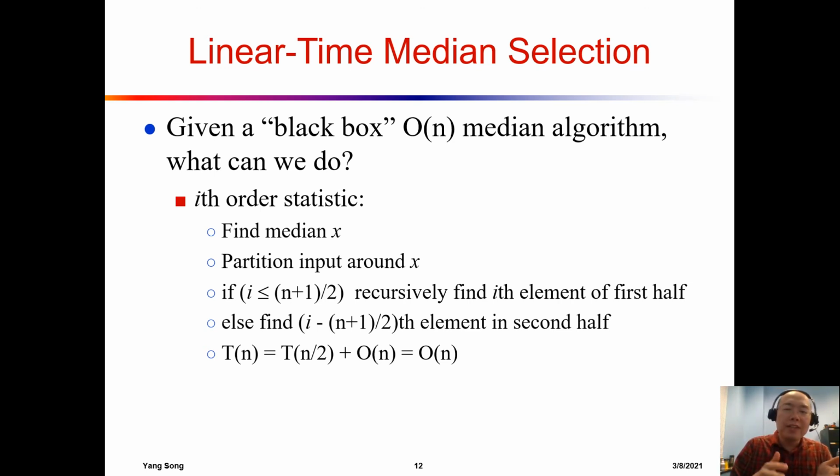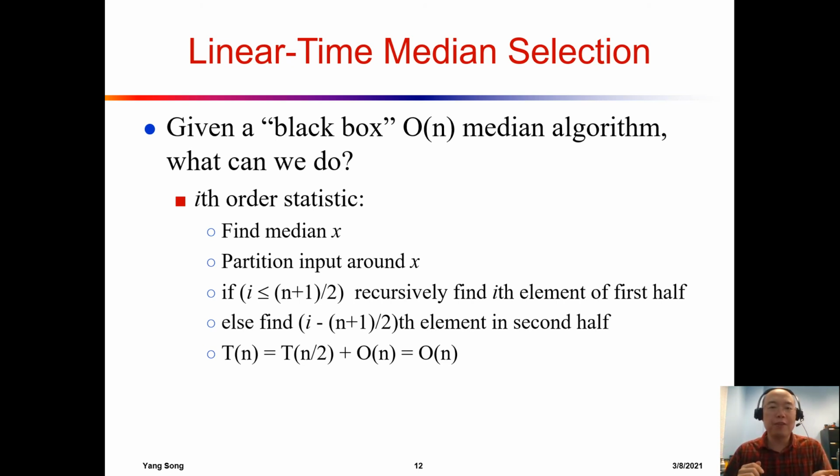Okay, using this algorithm, we can really do a lot of cool things. For example, using this linear time median algorithm, we can do the ith order statistics. So we want to first find the median, and then after we have the median, we want to do a partition. When we do the partition using the median, we are doing the 50 to 50 partition. That's guaranteed because that is the definition of the median, right?